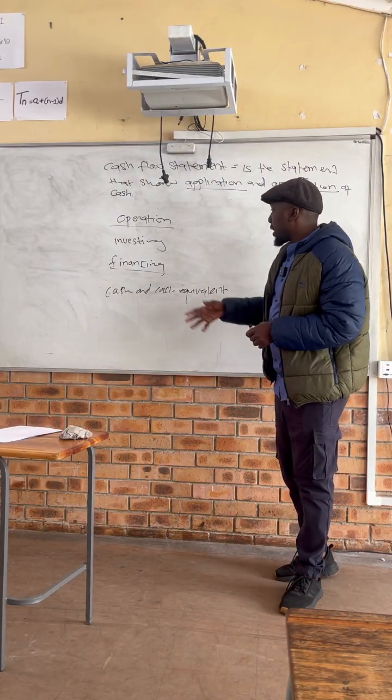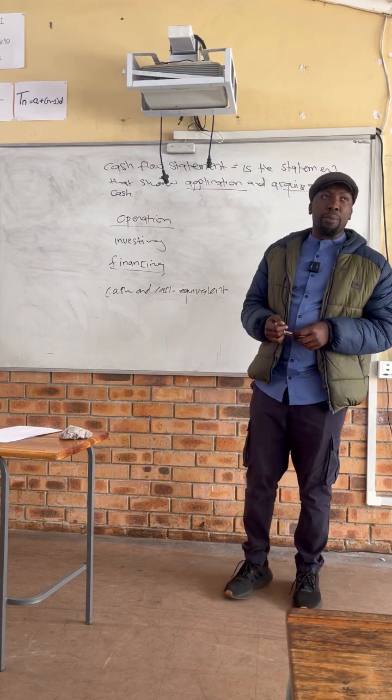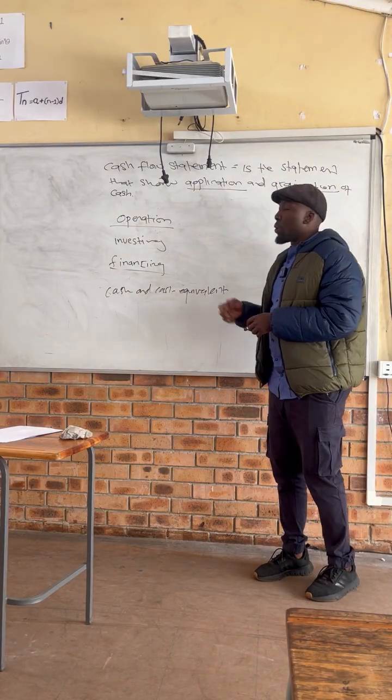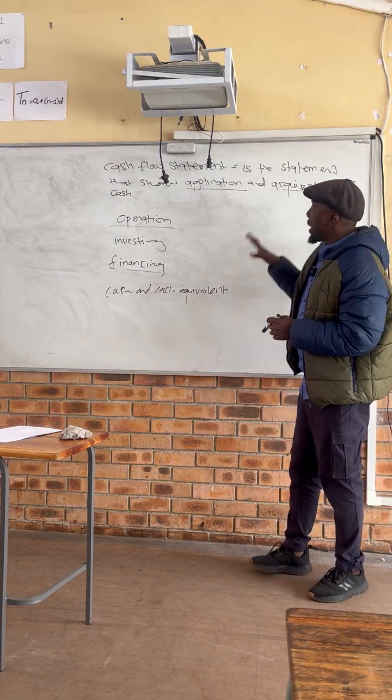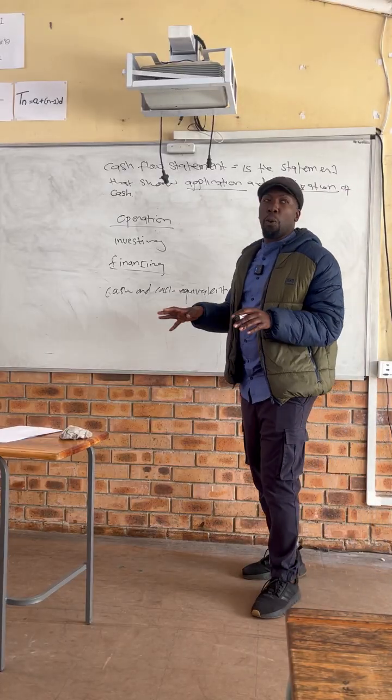And then cash and cash equivalent, again, we must check if we don't have the bank overdraft. Bank overdraft is when you have acquired more money than what you have in your bank account. You also check those things. Now, basically, a cash flow statement shows the inflow and the outflow of cash.